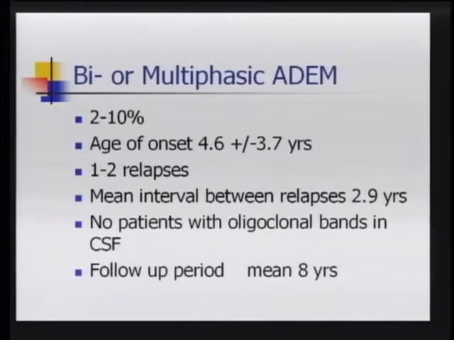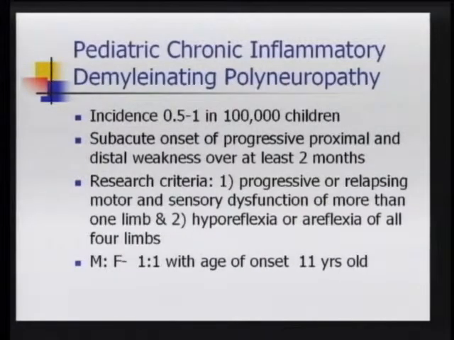Now, biphasic and multiphasic ADEM. The question is, where does this end and pediatric MS begin? Typically, kids with multiphasic ADEM will present at a slightly younger age, and they'll have like 1 to 2 relapses. They tend to have their relapses 3 to 4 years apart, which really distinguishes these guys from kids who have MS or other things like that. These kids don't have oligoclonal bands in general, and if you look at the patients that have been reported with a mean follow-up of 8 years, most of them tend to do pretty well overall.